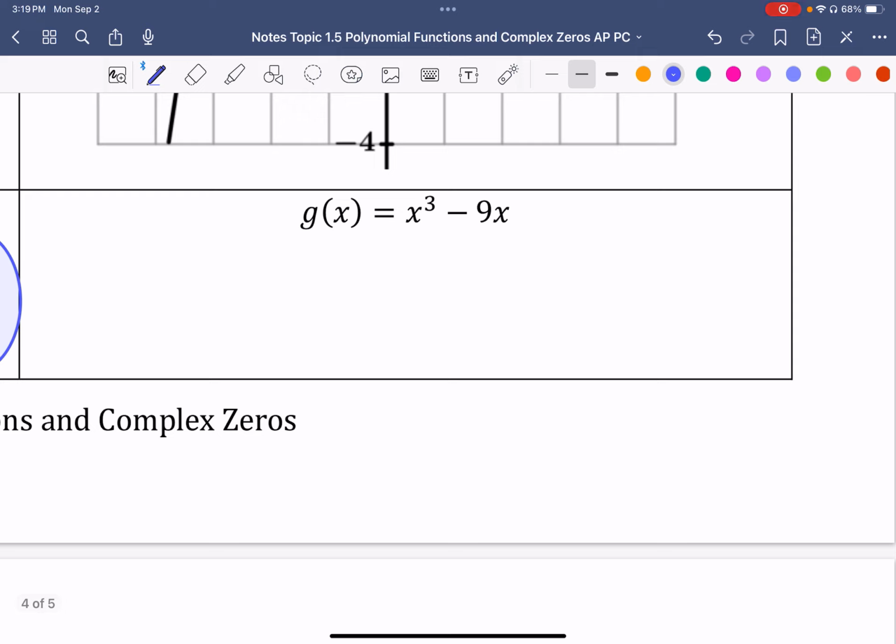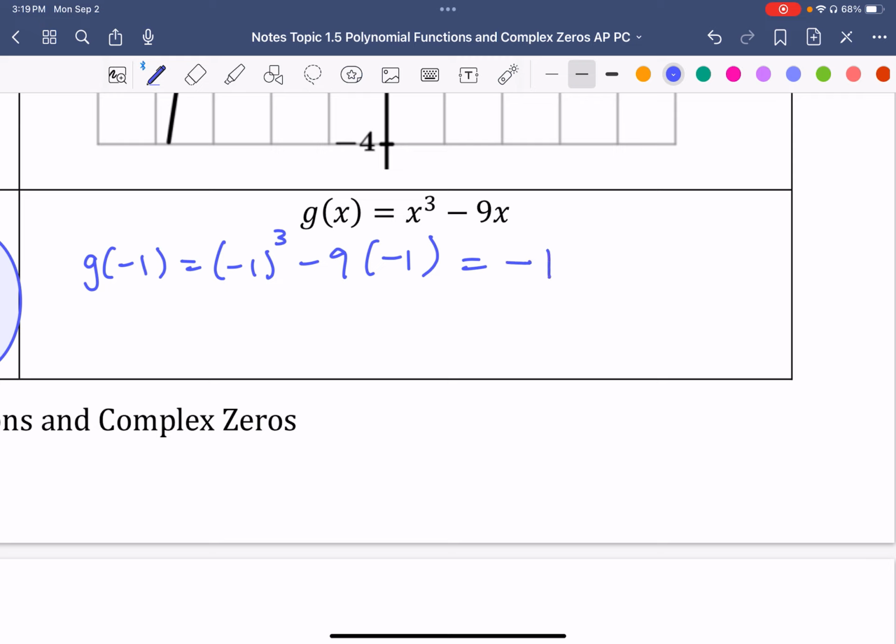Let's try g of x. So I'm going to plug in, again, -1 and +1. So we have -1 cubed minus 9 times -1. -1 cubed. Cubed is an odd number. So remember, an odd number of negatives will always be negative. So I know that -1 cubed will stay as a -1.